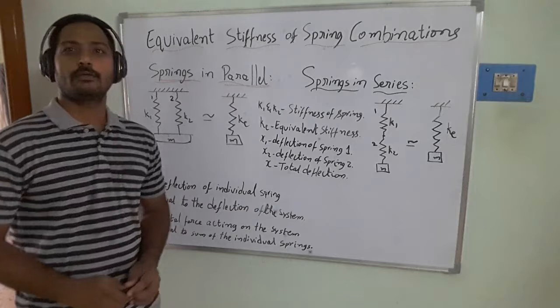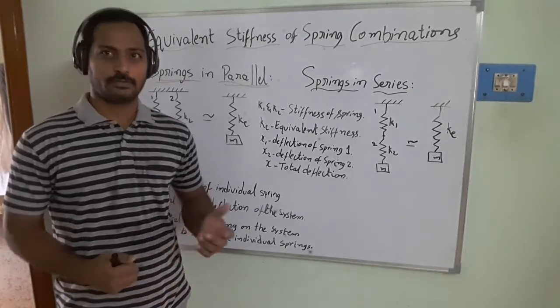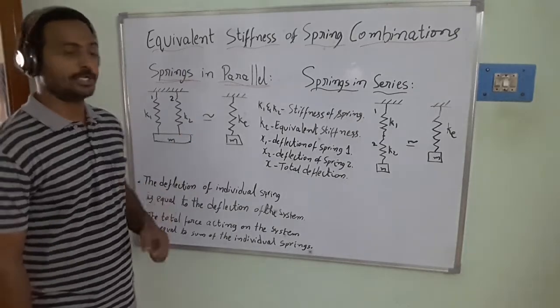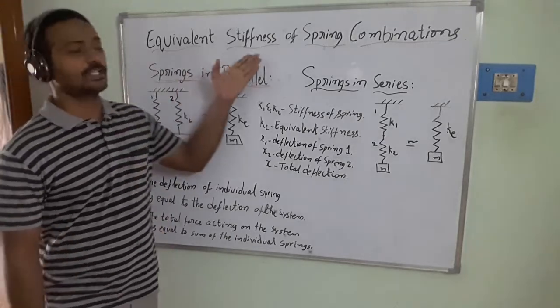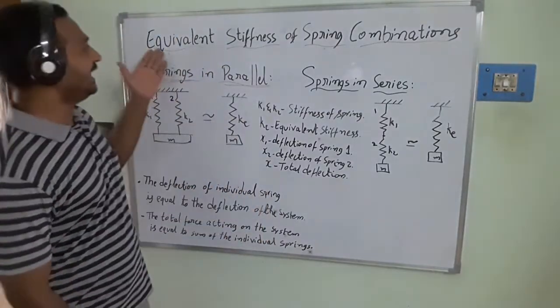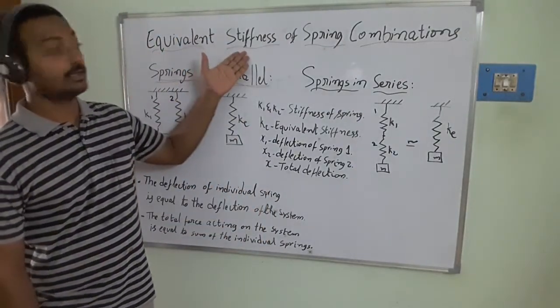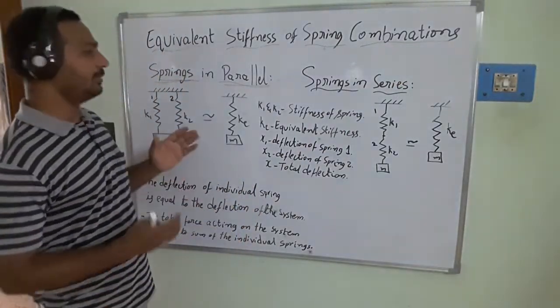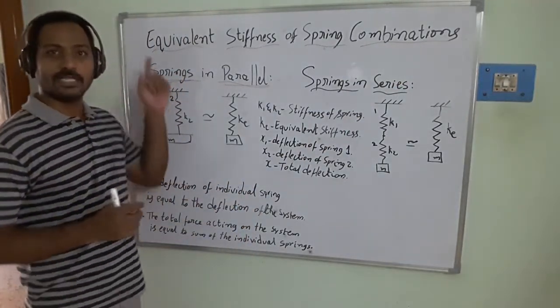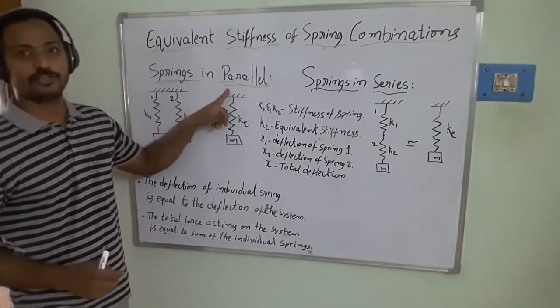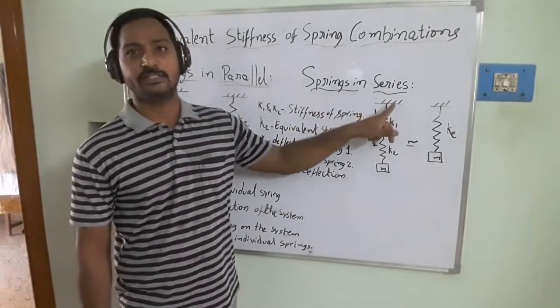Good morning all. In today's video lecture, we are going to learn mechanical vibration, that is, the equivalent stiffness of spring combinations. So what is the equivalent stiffness, particularly in a spring combination? In this case, I am going to take two types of examples for the equivalent spring stiffness constant. The first one is the springs in parallel condition. The second one is the springs in series condition.